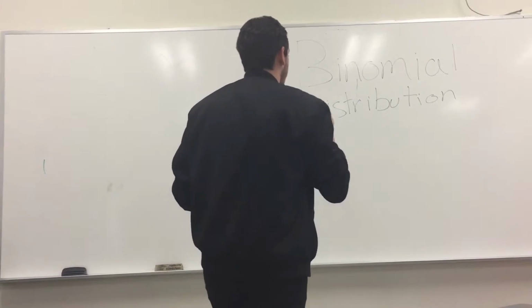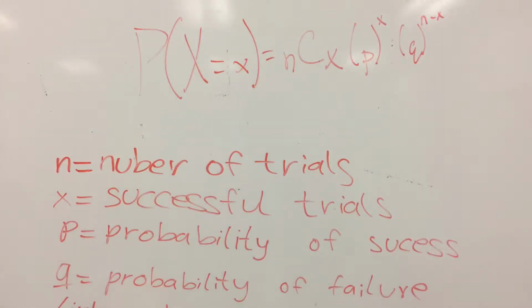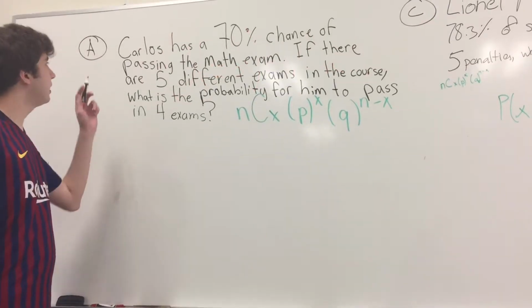Okay, so our binomial distribution formula is: probability of x equals nCx, where n is the number of trials and x is the number of successful trials, times p, which is the probability of success, raised to x, the successful trials, times q, which is the probability of failure, raised to n minus x, n being the number of trials minus the number of successful trials. Okay, so this is our problem.